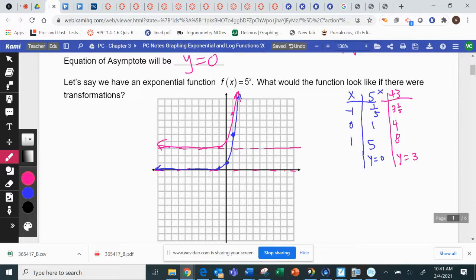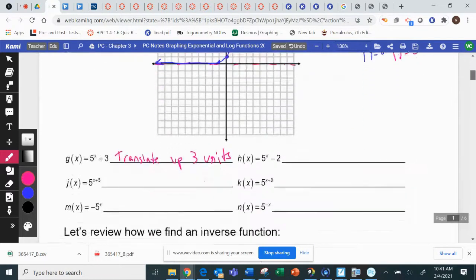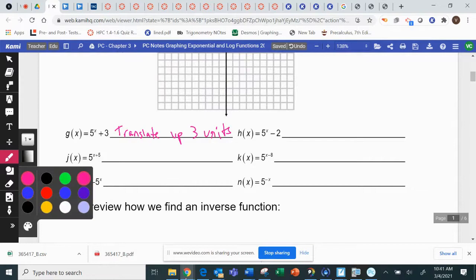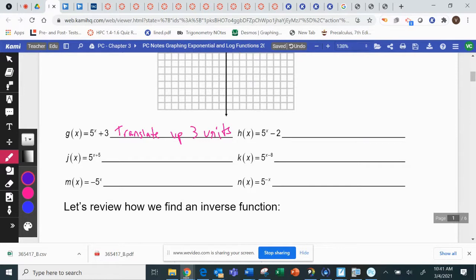Transformations. What would h of x equals 5 to the x minus 2 do? Sarah, what would it do? Move it down. Translate down 2 units.